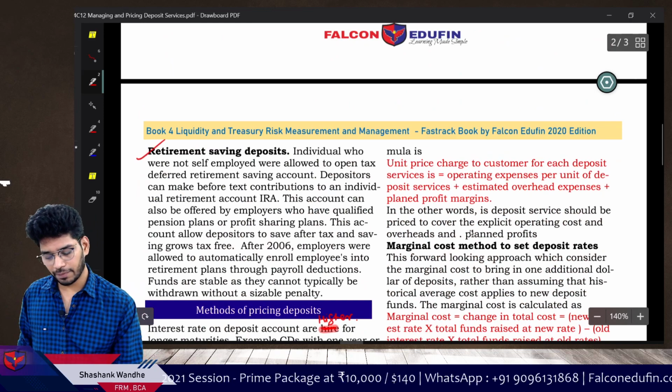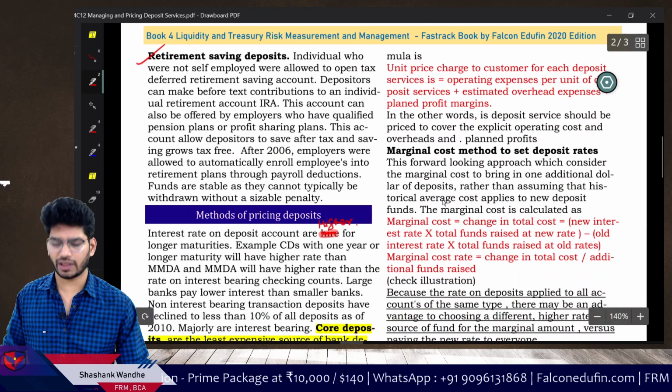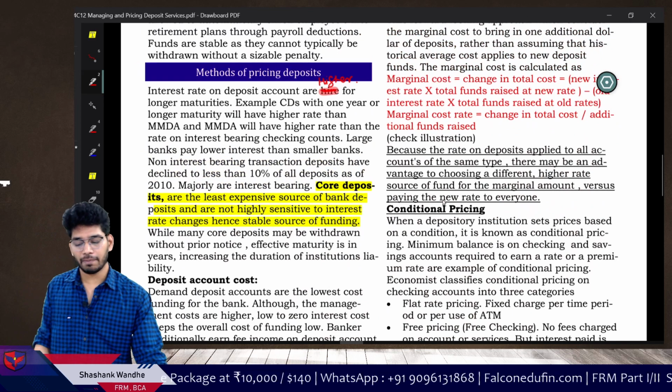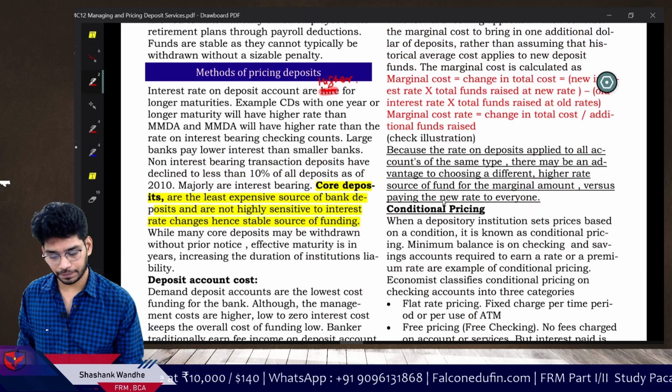Then the retirement savings deposit, again, nothing to explain here, just read by yourself, you'll be able to understand. Then method of pricing deposits.